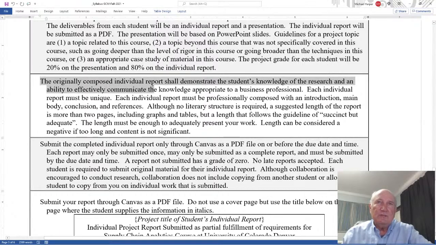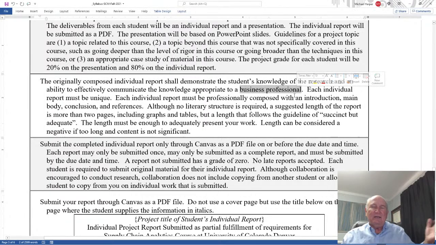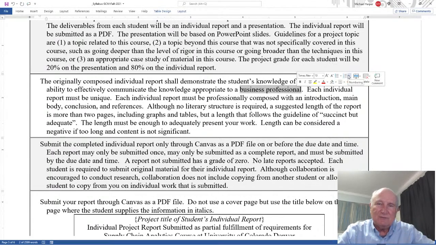The original composed individual report shall demonstrate a student's knowledge of the research and an ability to effectively communicate the knowledge appropriate to a business professional. The emphasis here is that it's not an academic paper. It's in academia, but you're reporting to a business professional. How would you report this to your colleagues, your manager, a vice president, or the C-level suite? You don't teach executives. Don't teach business people. You present.